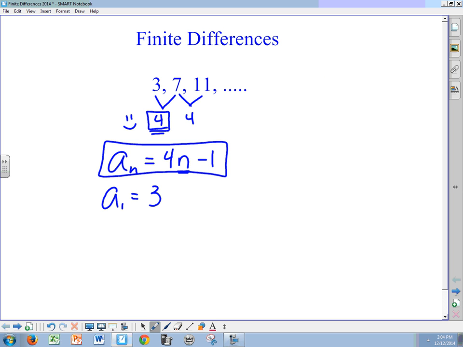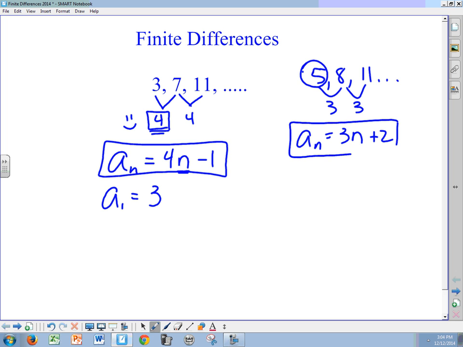For example, if you had something like 5, 8, 11, dot, dot, dot. This is going to be 3. That's going to be 3. So we know that a sub n is going to be 3n, and then we've got to get this 5, so we would add 2. So you can see how quickly you can do that with finite differences.